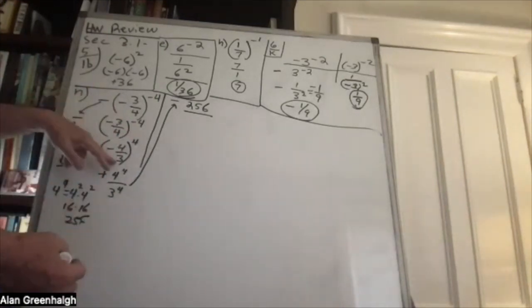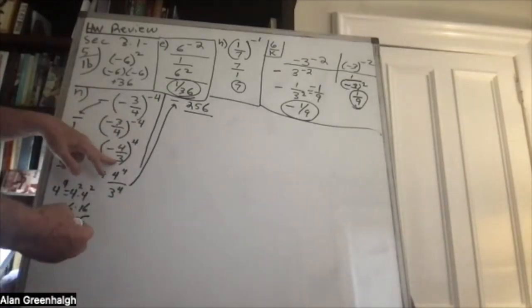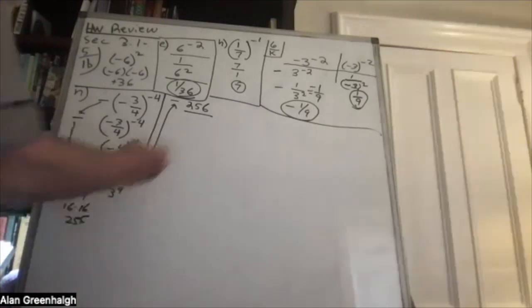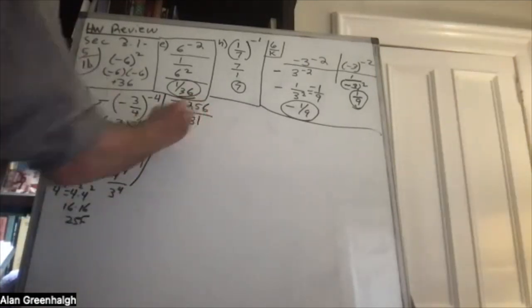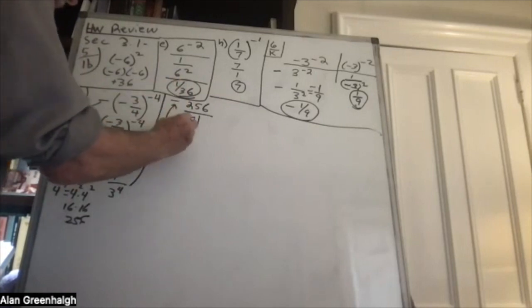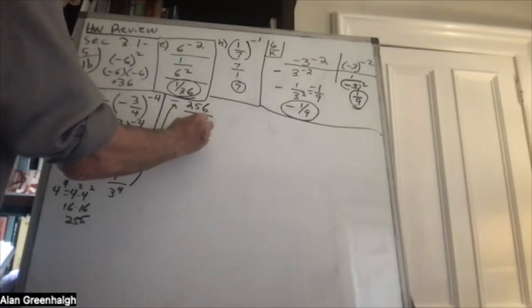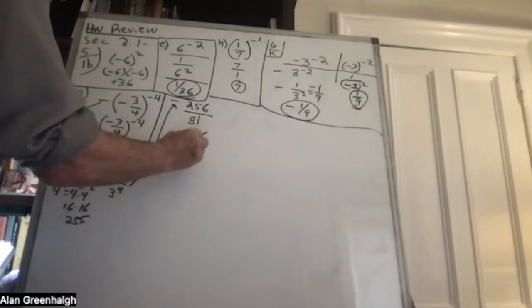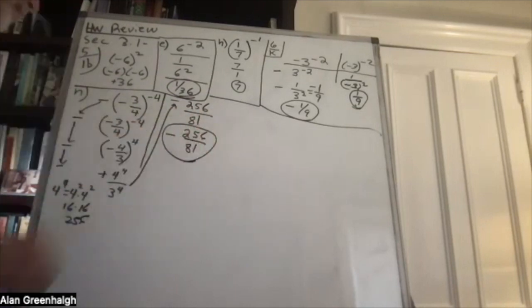Same thing is true for 3 to the 4th. 3 to the 2nd is 9. 9 times 9 is 81. And now the negative that's been hanging out doing nothing comes back into the problem, and there it is. And this is the answer to the question.